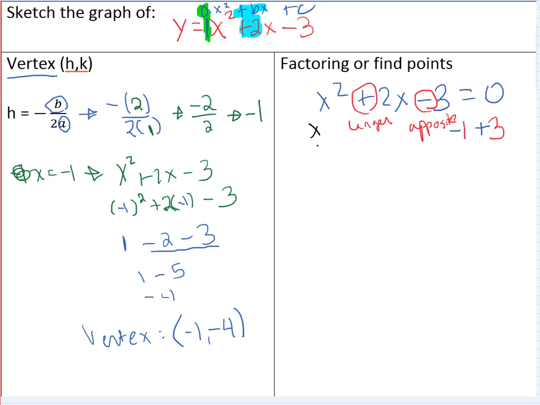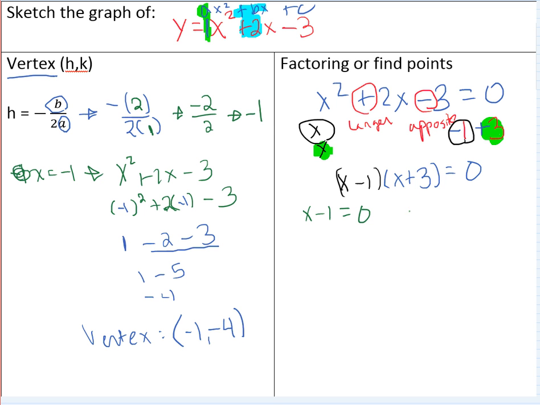So now x squared is x and x, so I'm going to take an x and pair it with negative 1, so I have x minus 1. Okay, then we're going to take this x and pair it with positive 3, so we get x plus 3 equals 0. Set them each equal to 0 by applying the zero product property. So x minus 1 equals 0, plus 1 plus 1, so x equals 1. x plus 3 equals 0, so we minus 3 minus 3. So then x equals negative 3. So now we have our roots.